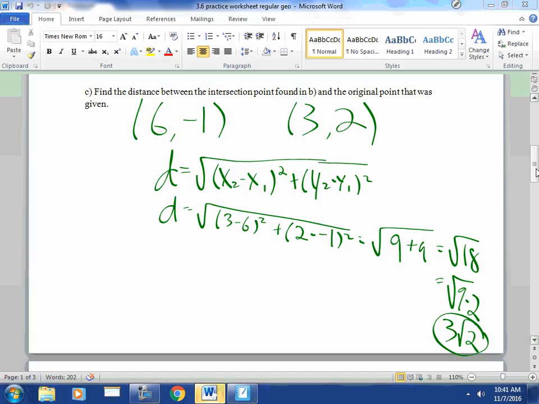You just found the distance between the given point 3, 2 and the original line that they gave us. And we found that distance by finding the line that's perpendicular to the original line through the given point. All right? So there's one example, and now you can watch the other video to see another example, and then you'll try some of these on your own.